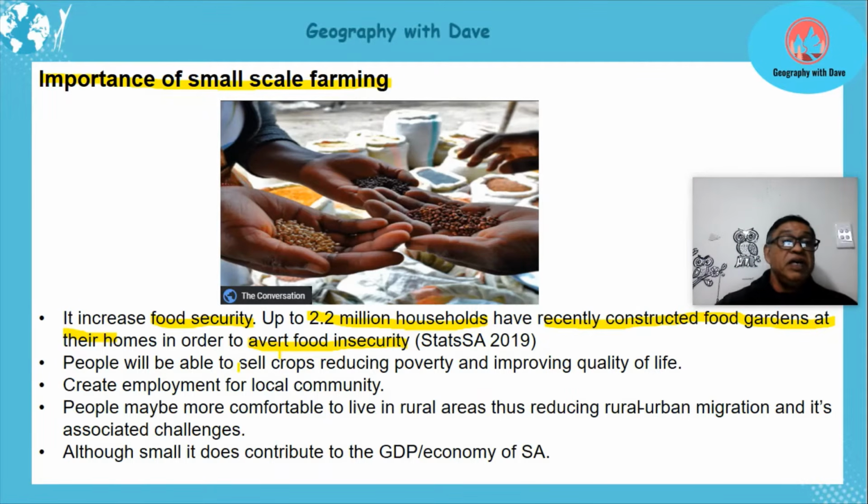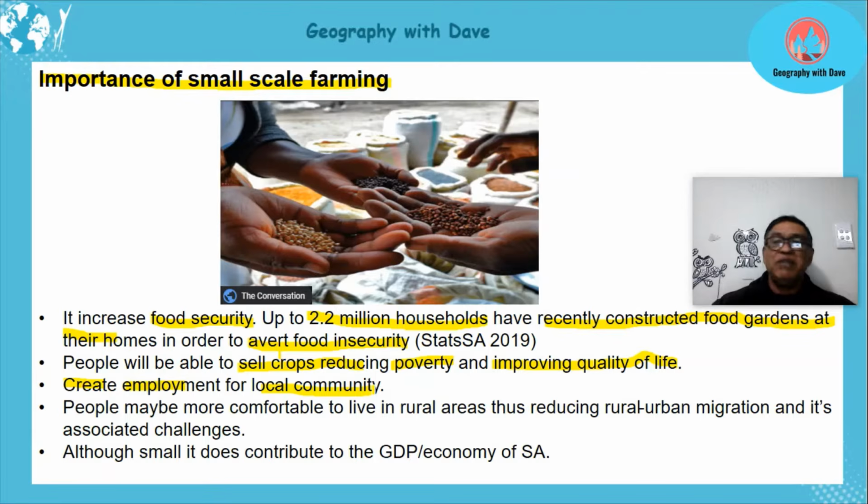People are able to sell crops, reducing poverty. Poverty is a huge issue in many countries and in South Africa. You understand? It's a huge issue. So they can alleviate poverty by selling their stuff as small scale farmers, thereby improving their quality of life. They have more money, they can buy more things. Improving the quality of life. They also create employment for the local community.